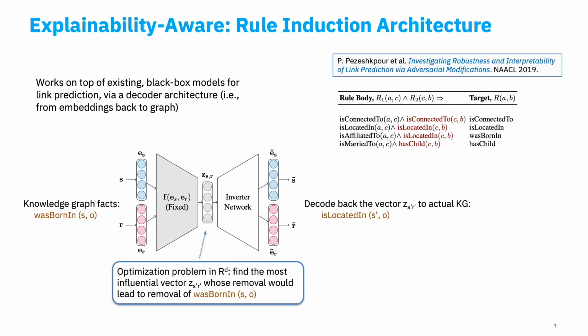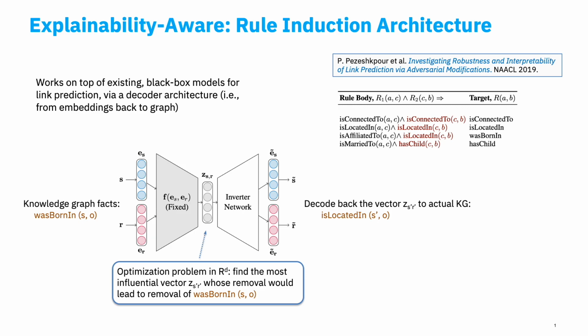More concretely, given a target fact such as was born in (S, O), where S is the subject node and O is the object node, and was born in is the relationship, denoted in the figure as R, the first step is to embed S and R into the multidimensional space according to the particular black box model for link prediction. Then we find the most influential node that, when removed, would change the prediction of the target fact. This is solved as a continuous optimization problem in the embedding space.